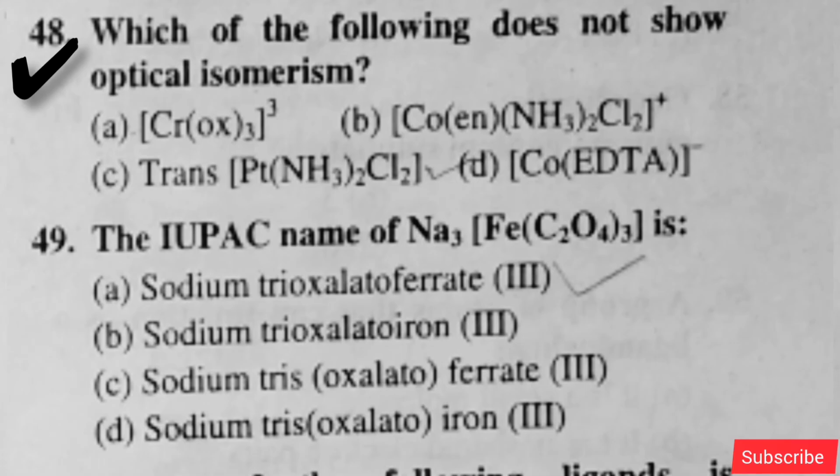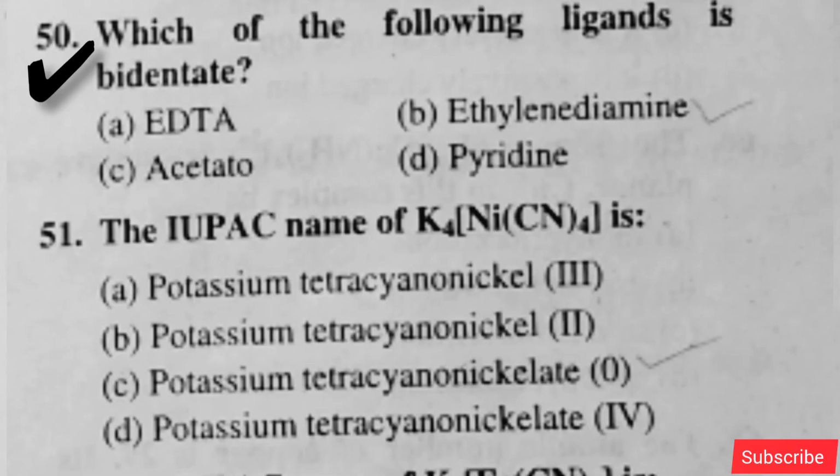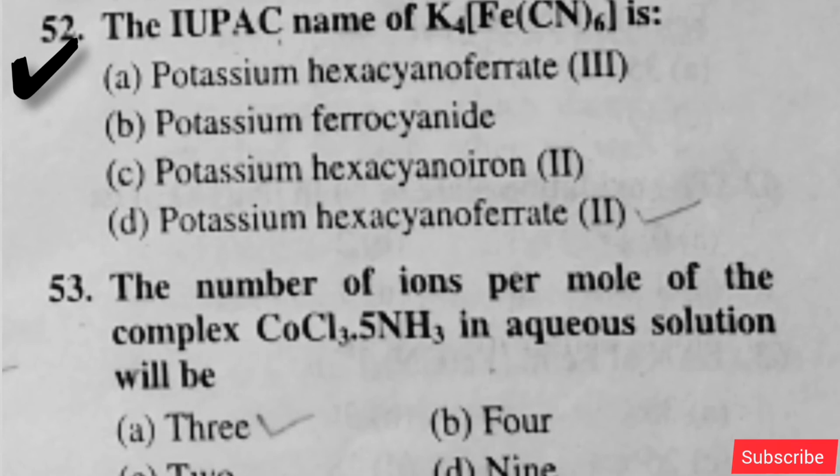Option C is right. Question 49: the IUPAC name of Na3[Fe(C2O4)3] is option A is right. Question 50: which of the following ligands is bidentate. Option B is right. Question 51: the IUPAC name of this complex is option C is right. 52: the IUPAC name of this is option D is right.